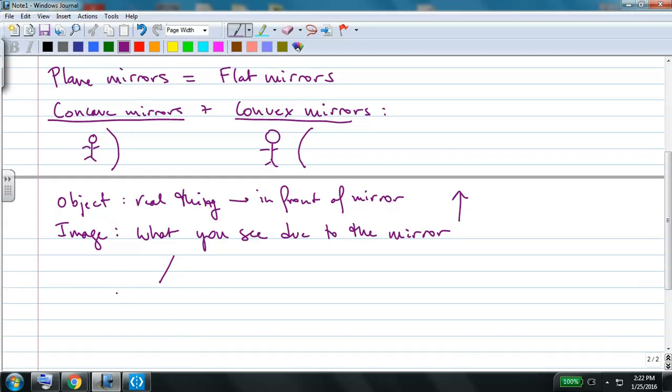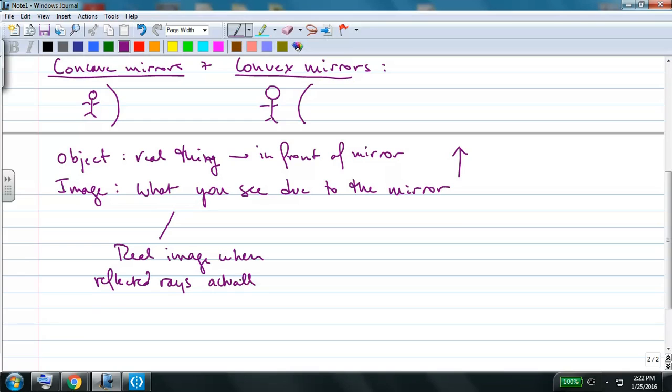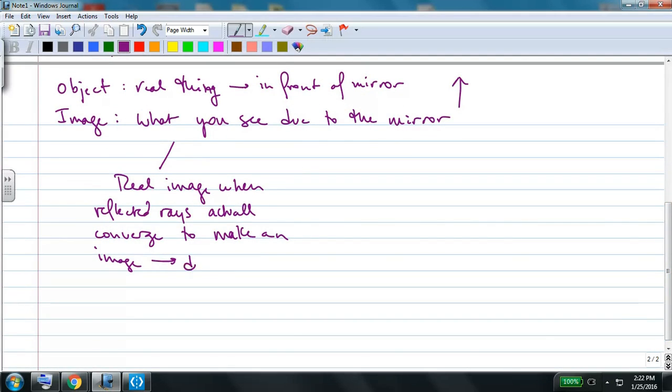The more scientific idea is that it is a real image when the reflected rays of light, so you've got rays coming into a mirror and bouncing off, when the reflected rays actually converge to make an image. Also, with a real image, you can actually display a real image on a screen. Okay? And if and when I ever see you again, I will actually do a demo that shows you.